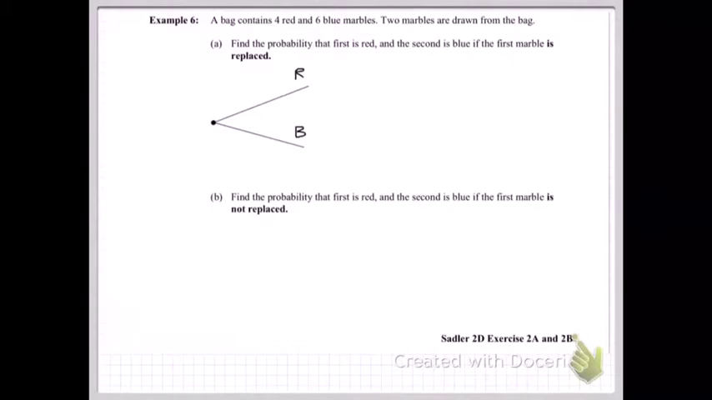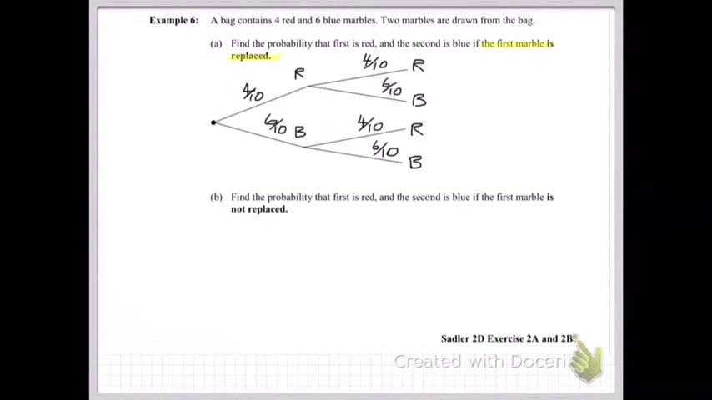There's two possibilities, red or blue, but the probability of each is not the same. There's 4 chances in 10 of drawing a red and 6 chances in 10 of drawing a blue. So we replace the marble and draw again. So there are 2 possibilities for each branch. And again, noting that we are replacing the marble, the probabilities will be the same as for the first draw. 4 in 10 chance of getting a red and a 6 in 10 chance of getting a blue.